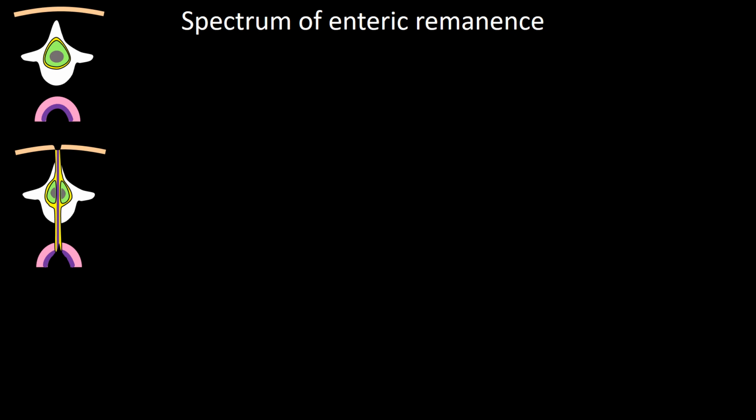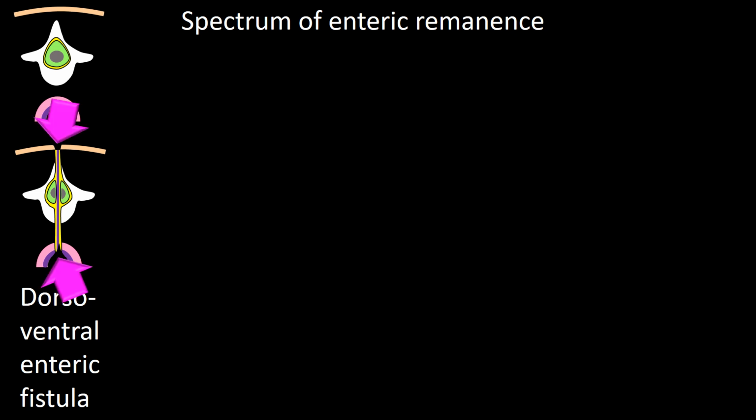The figure just introduced corresponds to a dorsoventral enteric fistula. It is called a dorsoventral enteric fistula because there are openings that communicate the skin dorsal to the vertebra with the internal cavities ventral to the vertebrae. It is called enteric because the connection is usually lined by enteric epithelium.